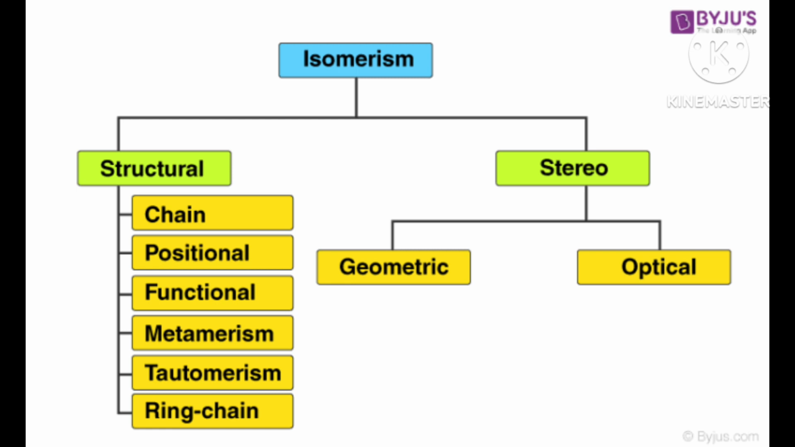Everywhere the chemical formula is the same, the molecular formula is the same, but they are in different chains. Their structure is different. Molecular formula the same, structural formula different. They are in a different chain, a different form. That's why it is called chain isomerism.